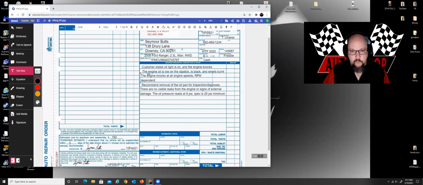Add a little note in here that the engine knocks at all speeds and it's RPM dependent. Meaning the engine noise is going to go up and down with the engine speed, right?